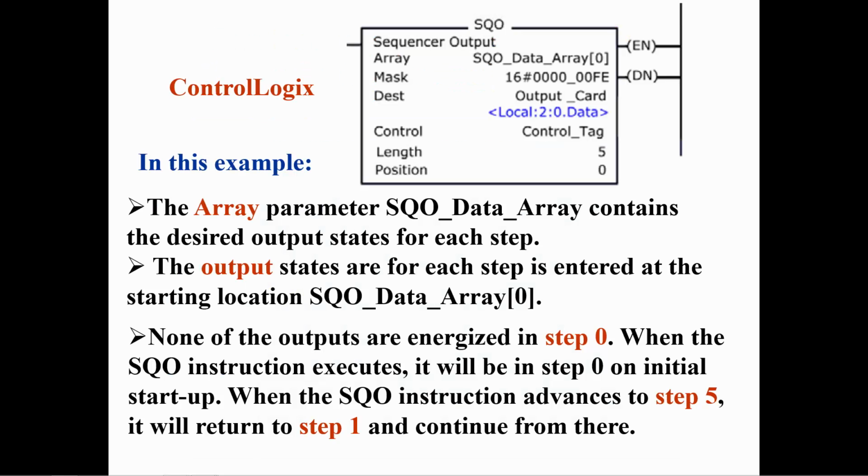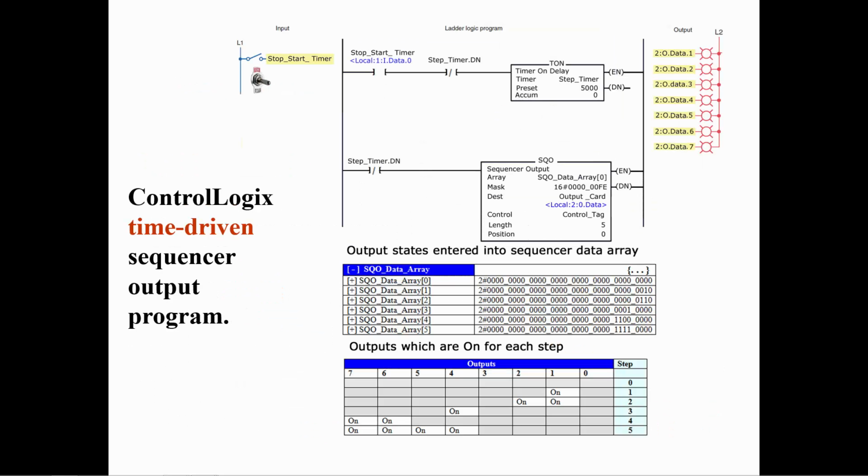ControlLogix PLCs also have a sequencer output instruction. The file parameter is referred to as the array. The ladder logic program illustrates the use of a sequencer output instruction operated on a time basis.